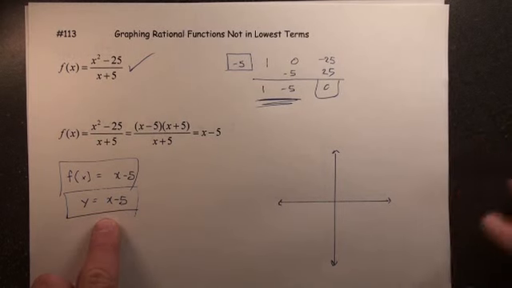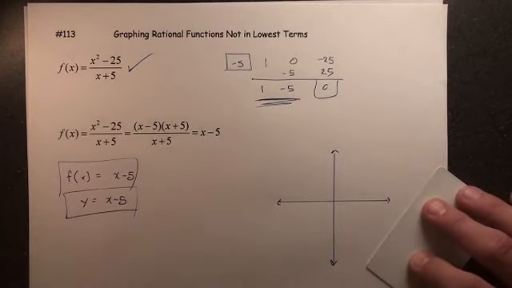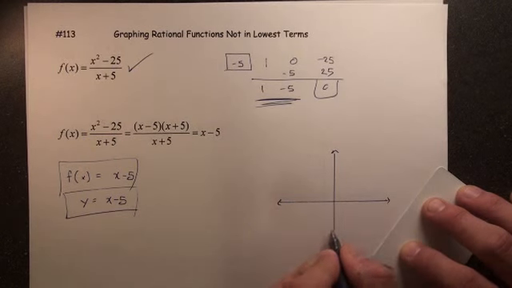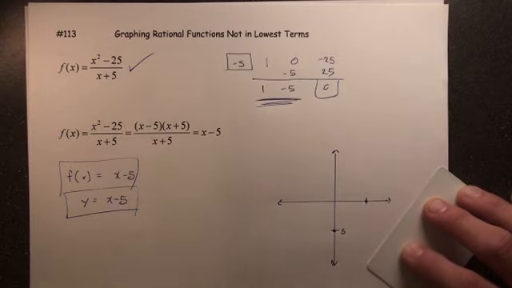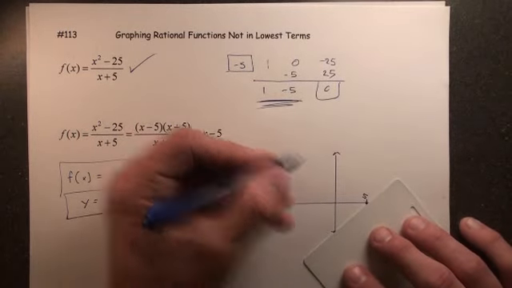So we're going to graph the line. So this is the line x minus 5. So obviously we would go down to a 5 here, up 1 over 1 all the way until we get to a 5 over here, and then this would be the line we're looking at. Now here's the deal though.